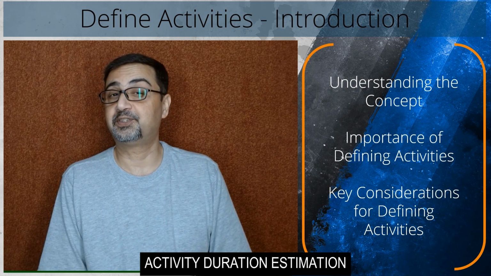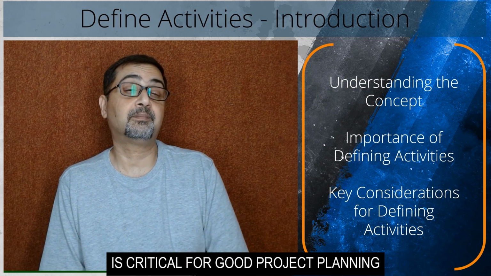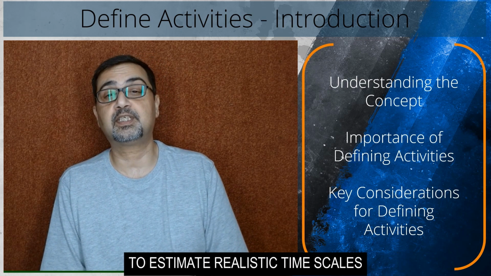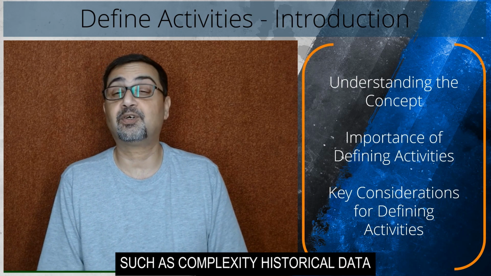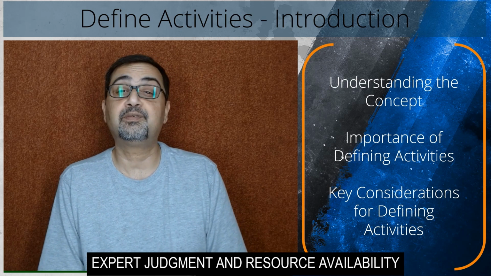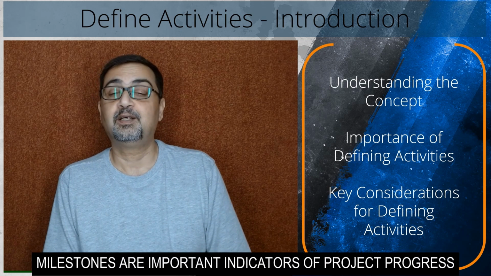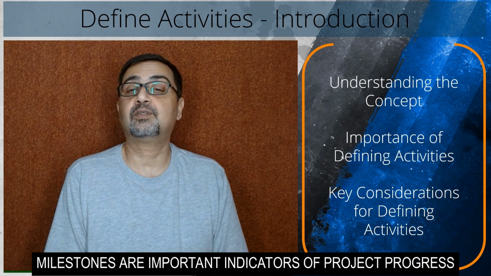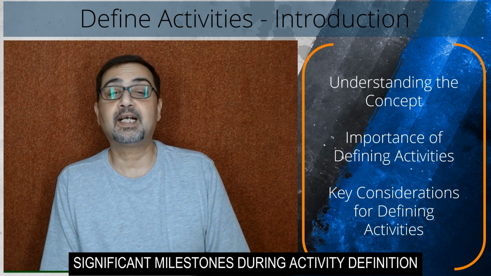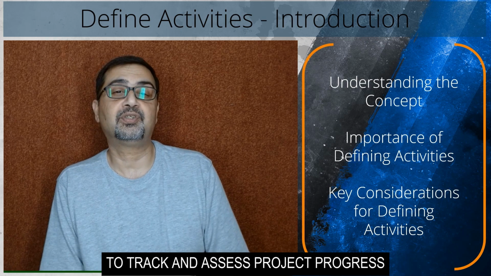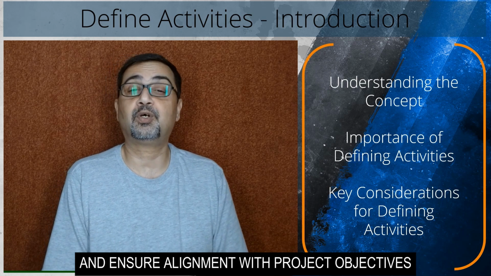Activity duration estimation: estimating activity durations accurately is critical for good project planning. To estimate realistic timescales, project managers must examine elements such as complexity, historical data, expert judgment, and resource availability. Milestone identification: milestones are important indicators of project progress. Project managers should define significant milestones during activity definition to track and assess project progress and ensure alignment with project objectives.